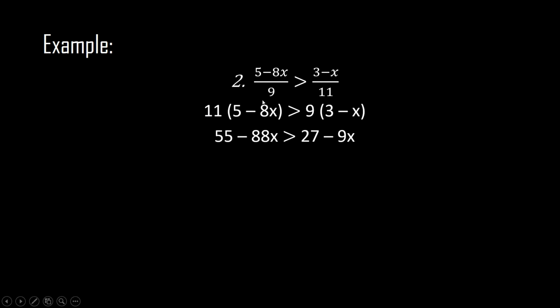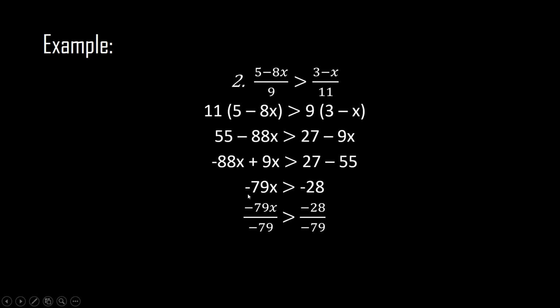Then distributing these terms and grouping like terms, simplifying, we can get negative 79x is greater than negative 28. Dividing both sides by negative 79 to find the value of x, we have this answer: x is less than 28 over 79. Why did it change? Because we divided both sides by the same negative number.